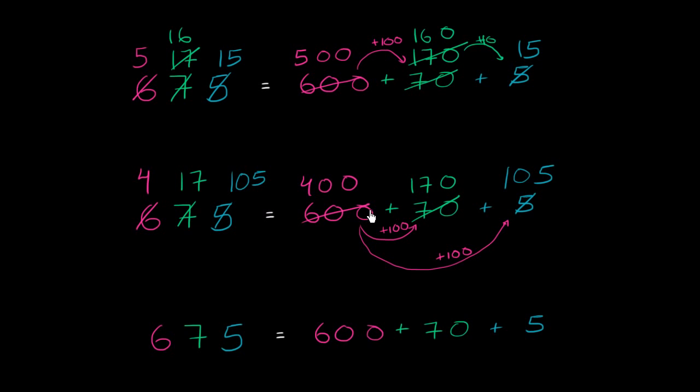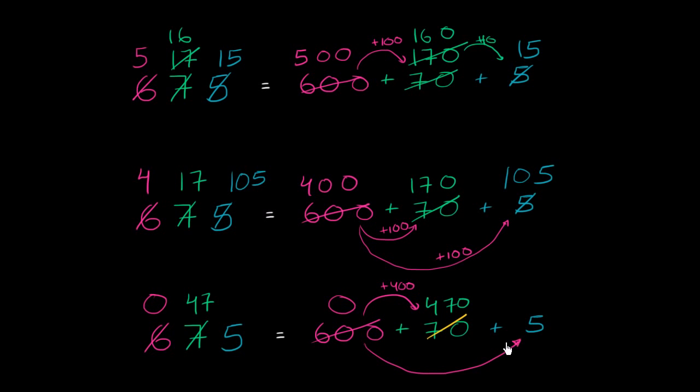Let's do that again. Let's take all of the hundreds away. So that goes to 0. And let's give 400 to the tens place. Well, that'll make that 470, which is the same thing as 47 tens. And then I still have 200 to give to the ones place. So that's going to go from 5 to 205.